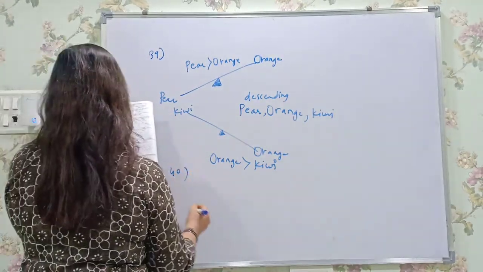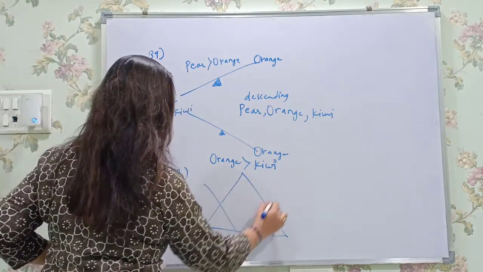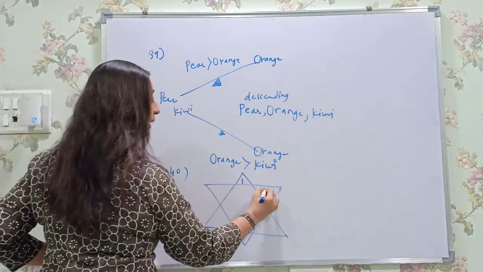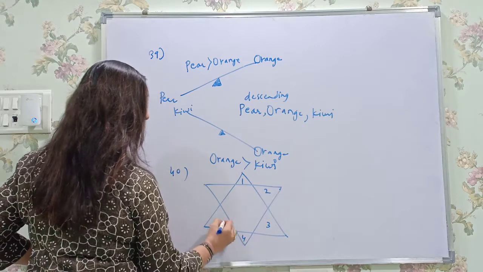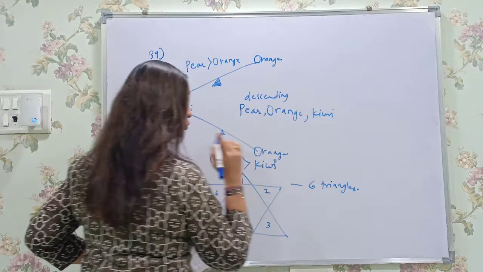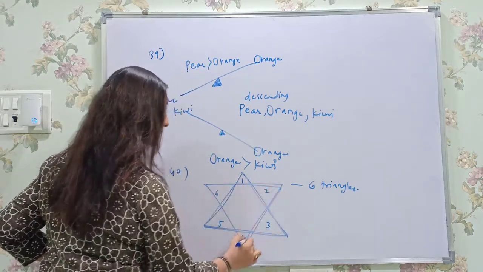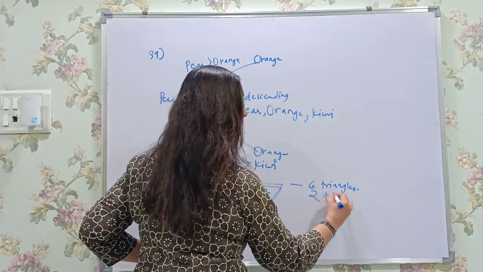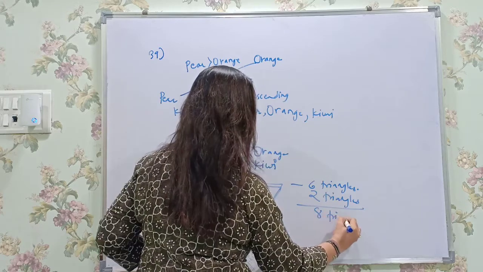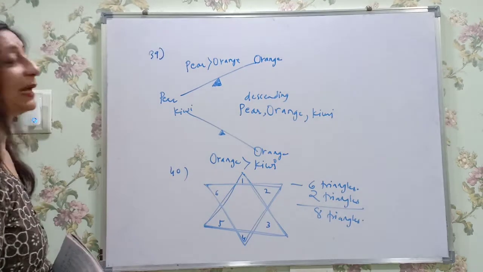Sum number 40. How many triangles are there? Very easy sum. No kids, very easy triangle they have asked. Okay. Now how many can you see in front of you? 1, 2, 3, 4, 5, 6. So 6 triangles are there in front of you, and 2 are the big triangles. So this is 1 and this one is 2. So 2 triangles are the main big triangles. So how many total triangles are there? 8 triangles. Okay kids, so we complete this paper also. Thank you so much.